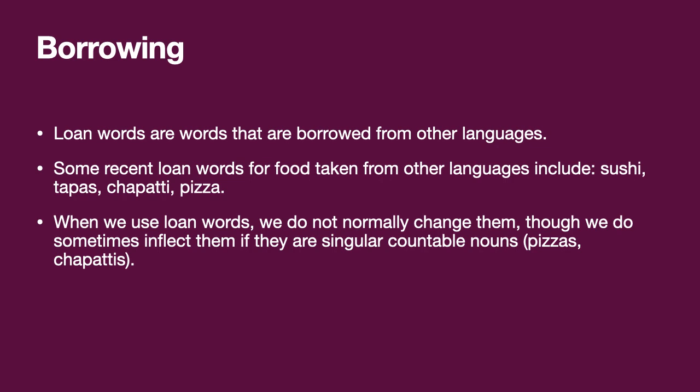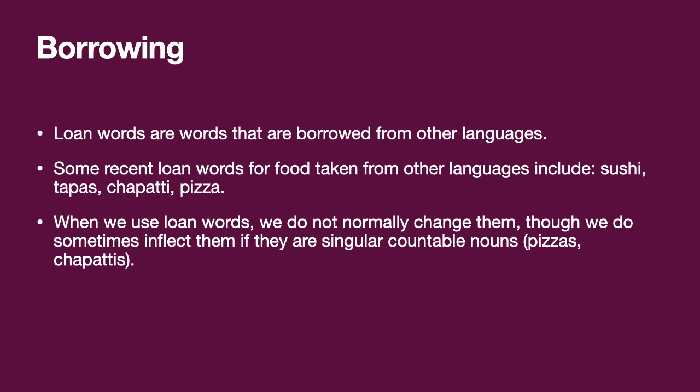And many words related to food or dress or other aspects of culture are easily borrowed from other languages. For example, words that are borrowed into English from other languages include sushi, tapas, chapati, pizza, etc. These are all words from other languages. Pizza is from Italian, sushi is from Japanese, chapati is from Indian languages like Hindi, etc.